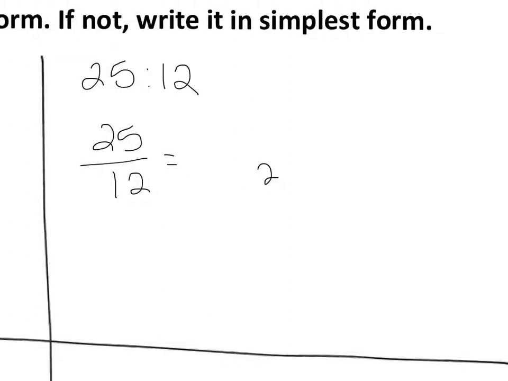We want to leave them as improper fractions, but I do need to check if there's anything that my numerator and my denominator have in common, and if you think about 25 and 12, they don't have anything in common. So this is already in simplest form, so we're going to write yes.